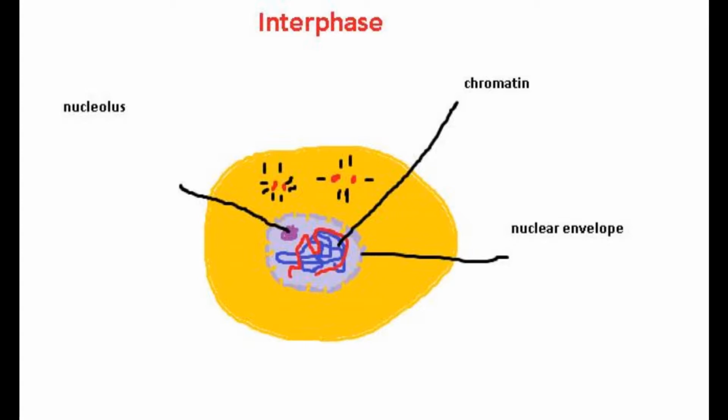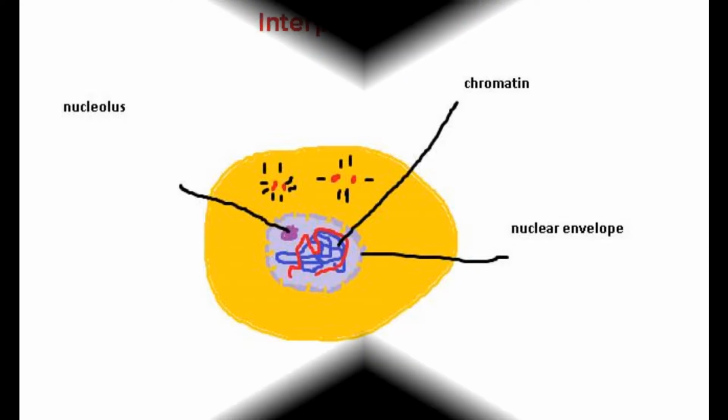So G1 phase is the cell growing, and it's carrying out normal cell activity and preparing to duplicate DNA. S phase is where the cell copies its DNA in preparation for cell division. And G2 stage is the final preparations for division of the nucleus.